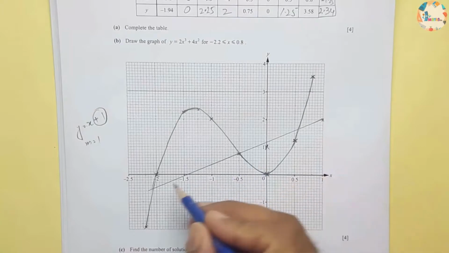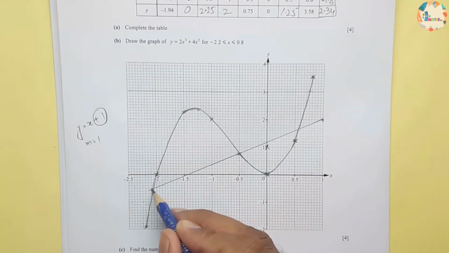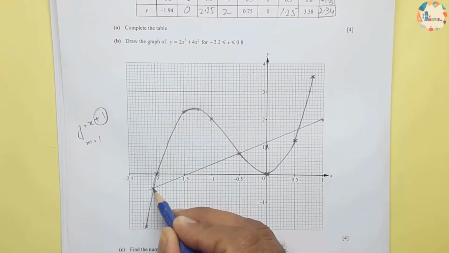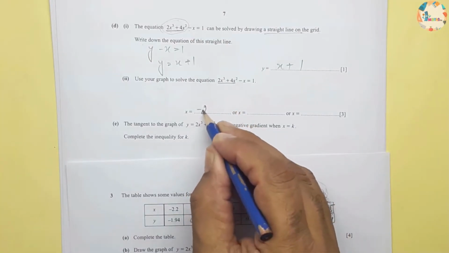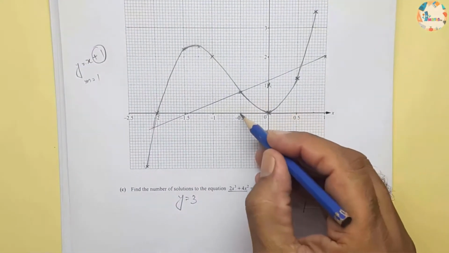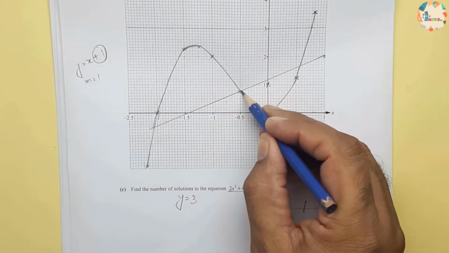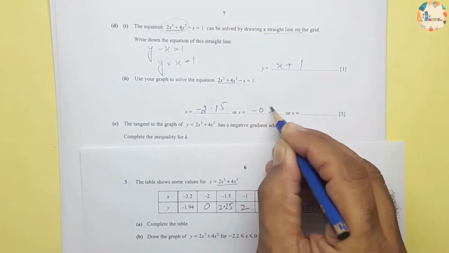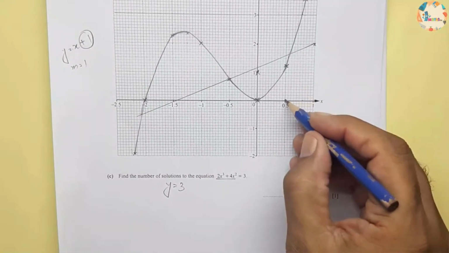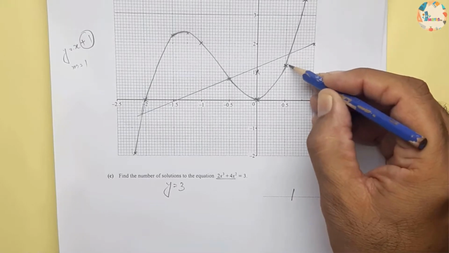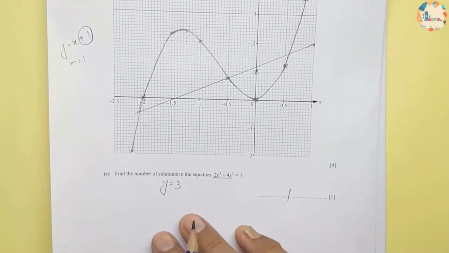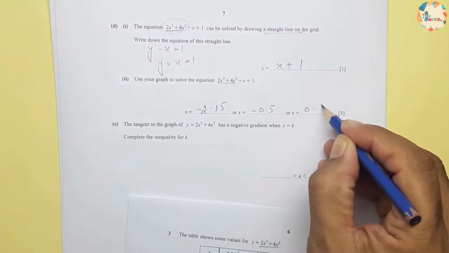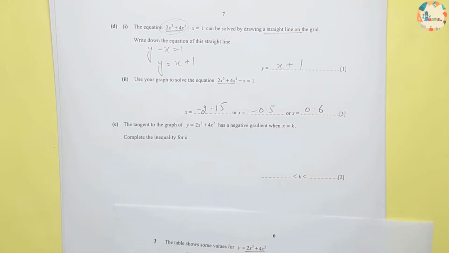Now this line is intersecting the curve at 3 points. One is this one, which is minus 2.15. So we can give answer here as minus 2.15. And the second is over here, which is minus 0.5. So we can write here minus 0.5. And next x value will be over here, which is like 0.5 and 0.6. You can write it as 0.6. So 0.6 will be this value. So all three values we have given.